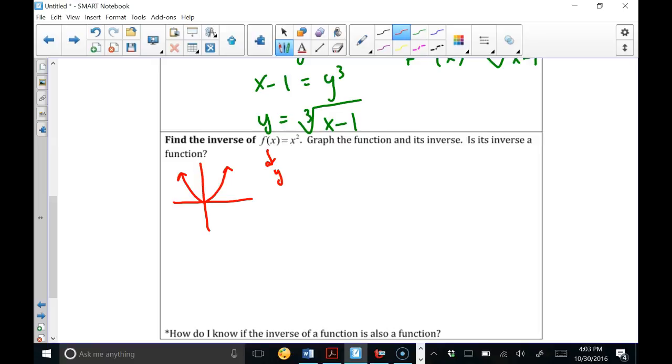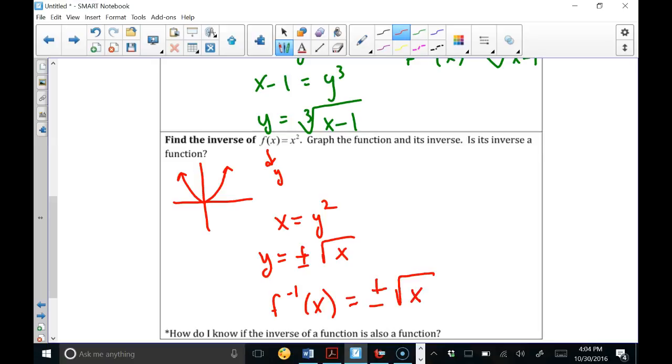Welcome back. Okay, this is why that's x squared. When we do the inverse, it's going to mean that x equals y squared. When we solve for y, we have to take the square root. But I want you to remember, when we're solving, we have to take both the positive and negative square roots. And this is the trick. So f inverse of x will equal both the positive and the negative square root of x.